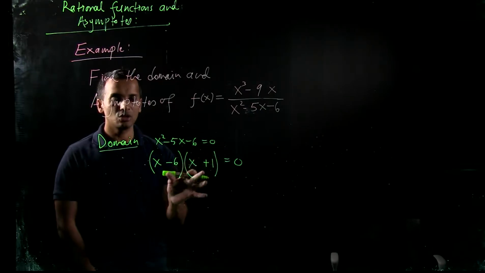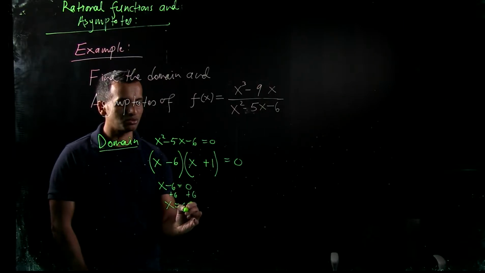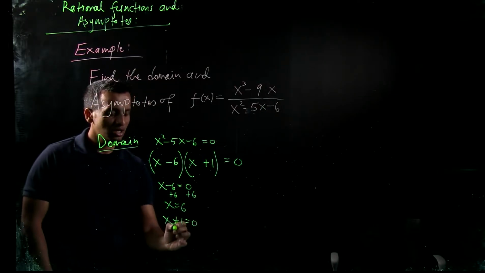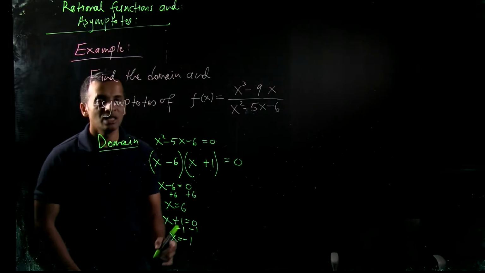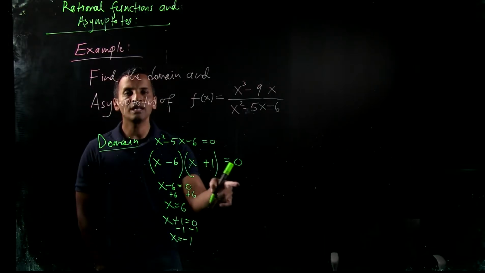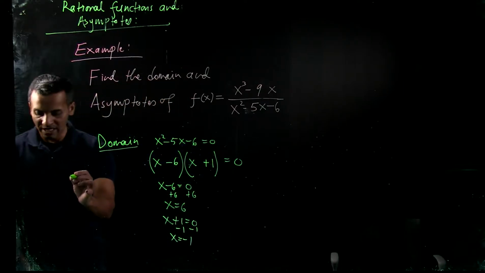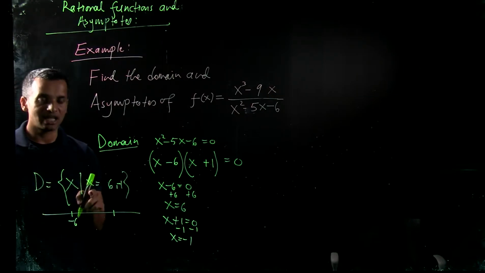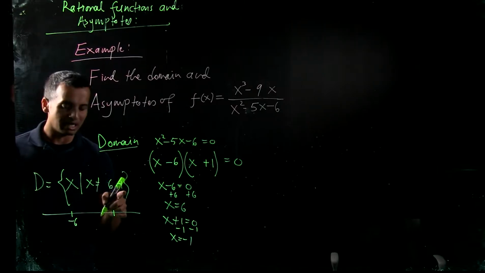So what are the roots? What are the solutions here? If you do x minus 6 equals 0, add 6 on both sides, you will get x equals 6, right? And then if you do x plus 1 equals 0, then what do you get? Subtract 1, so you will get x equals negative 1. So the domain is all real numbers except 6 and negative 1, right? So the domain is basically all x such that x is not equal to 6 and negative 1.